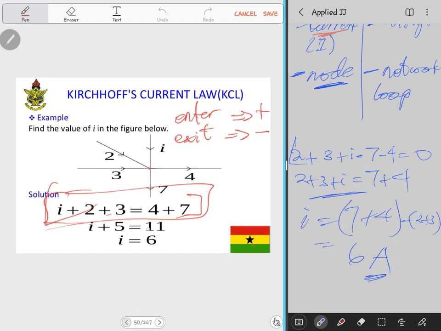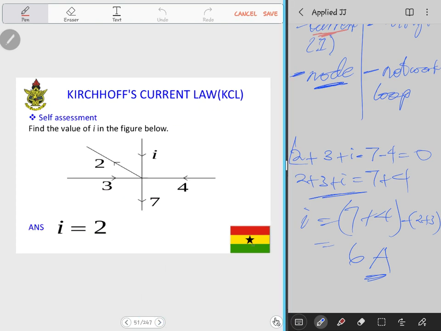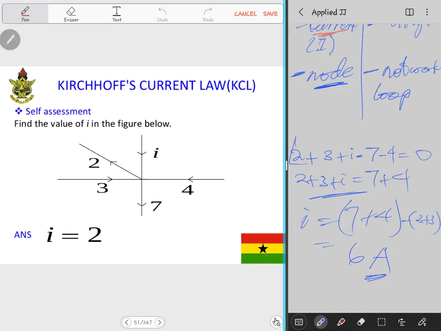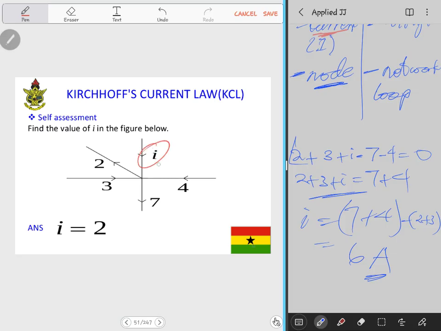But it's not every time that you see it this way. At times you see it in an actual circuit that you have to analyze, right? So looking at this one, you are trying to find the I, right? There's the I. So even without writing anything, you can look. These are the ones exiting, and these ones are entering.